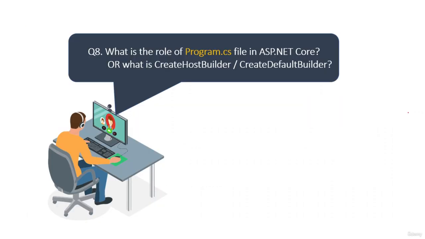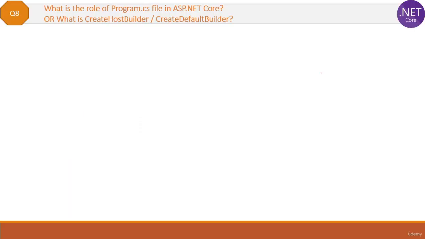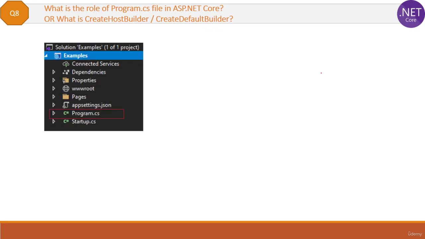So let's start with the first question. What is the role of Program.cs file in ASP.NET Core? Or what are CreateHostBuilder and CreateDefaultBuilder methods? Program.cs file is the entry point of the application. When you create any .NET Core application, then inside the project you will automatically get the Program.cs file here.